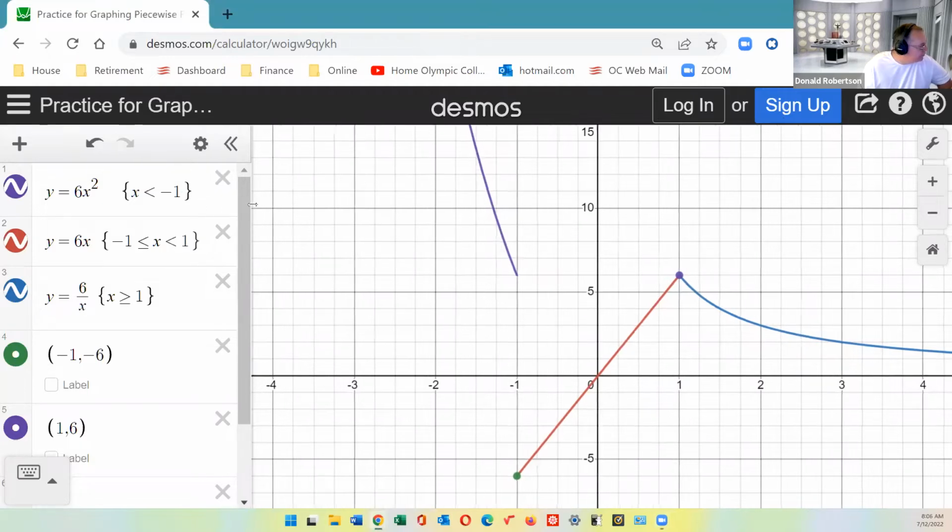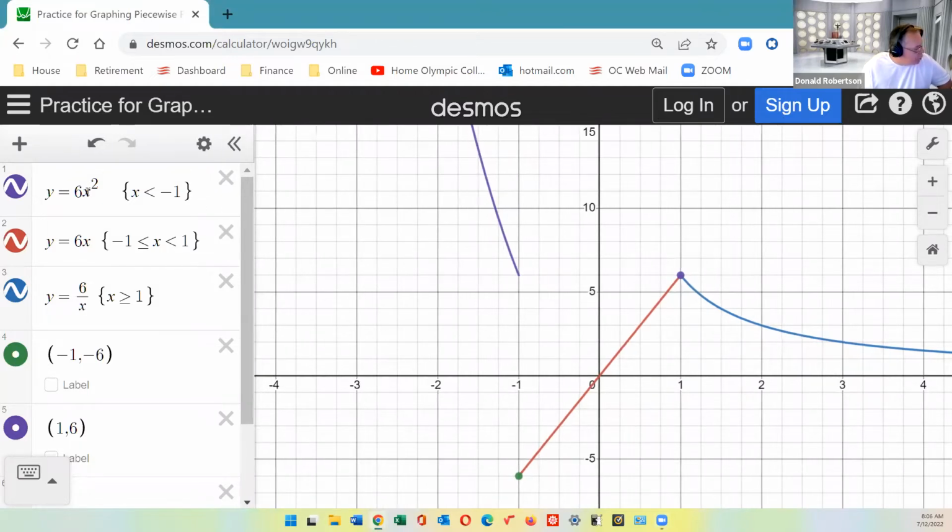I think I may have to open this up. There we go. y equals 6x squared was the top one, in what I call curly brackets, x less than -1, finish the curly bracket. That tells Desmos to draw this piece here. Then you do y equals 6x, which was our middle one, and you make it from x equals -1 to 1, and that makes it draw this piece. And then you do y equals 6 over x for x greater than or equal to 1.